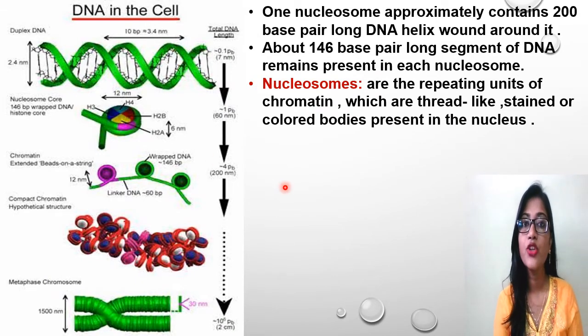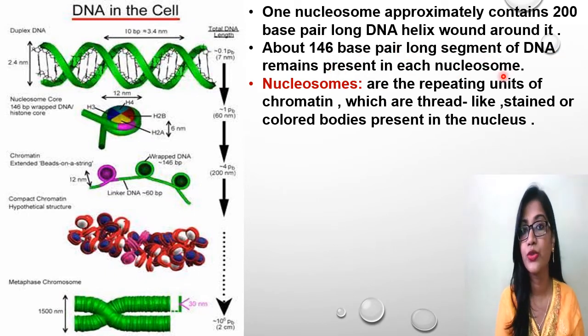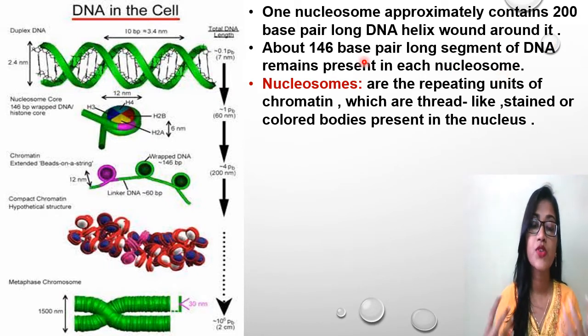In this slide, you will understand how many base pairs get wrapped around one nucleosome, and how such a long DNA, or deoxyribonucleic acid, gets wrapped, coiled and supercoiled to form a structure like chromosomes. These diagrams are more colorful, so you can observe them. One nucleosome approximately contains a 200 base pair long DNA helix wound around it. About 146 base pair long segment of DNA remains present in each nucleosome. So you can understand the base pair structure of the chromosome.